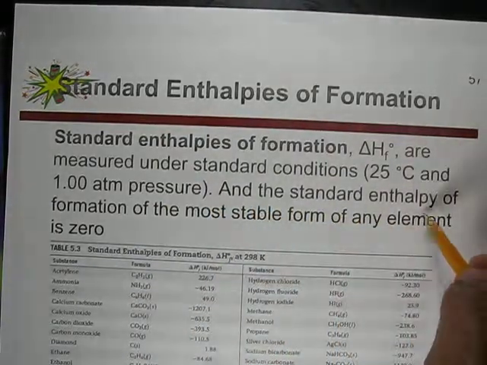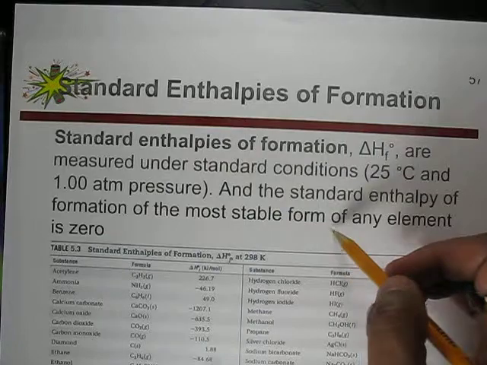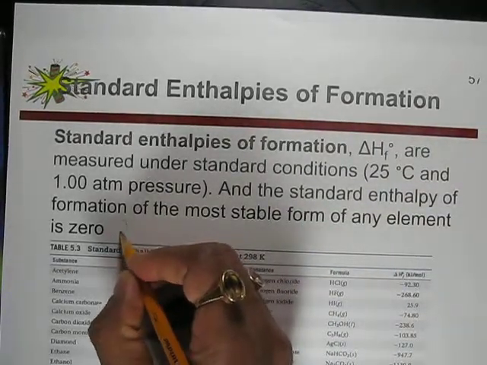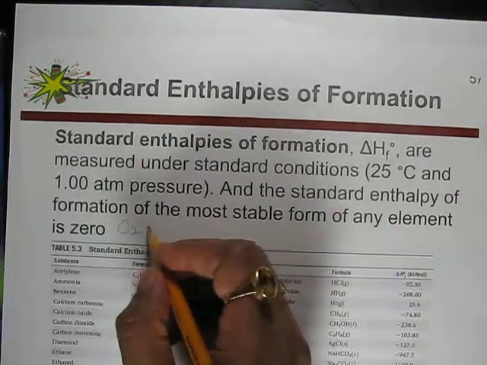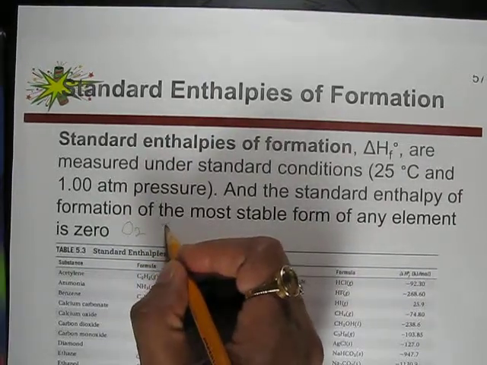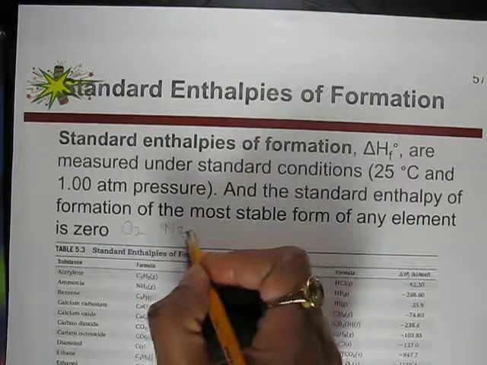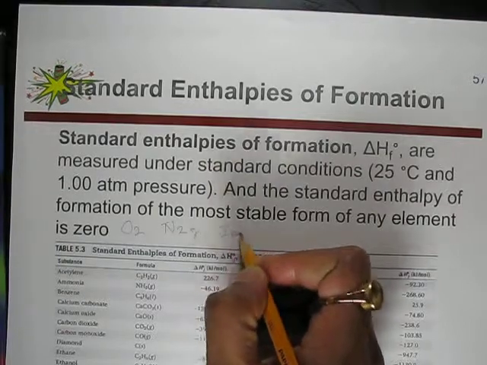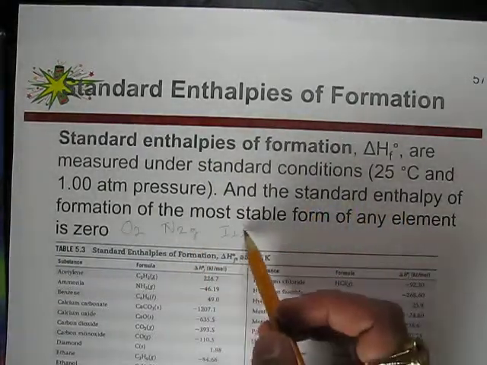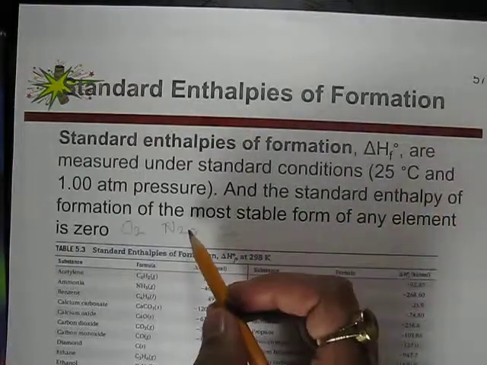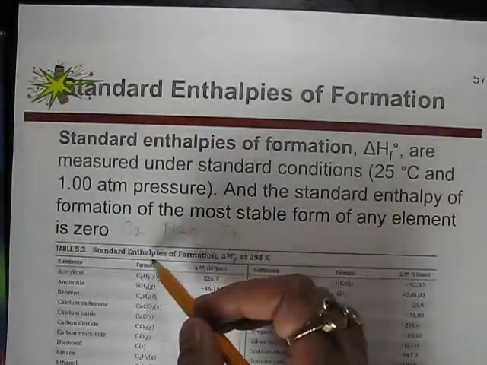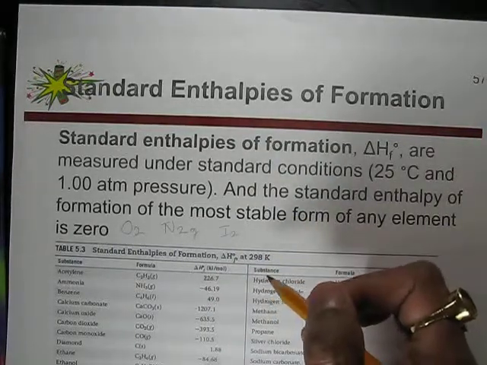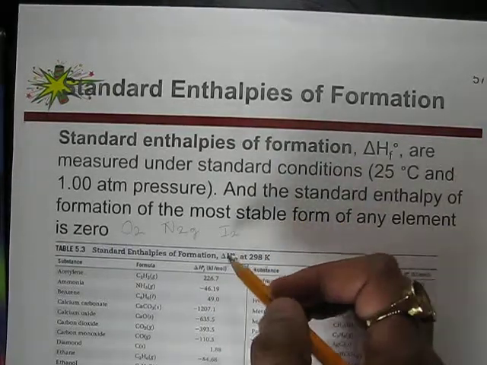And the standard enthalpy of formation of the most stable form of any element is 0. What does it mean? It means, for an example, oxygen gas, nitrogen gas, and iodine gas. The enthalpy of formation of the most stable form of any element is 0. So these are considered as the standard or stable form of these elements.